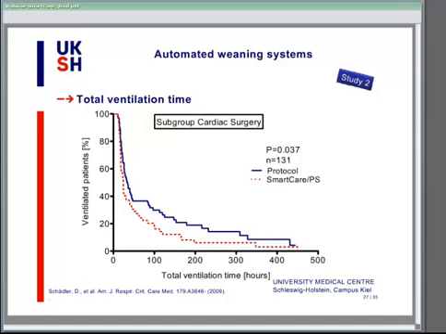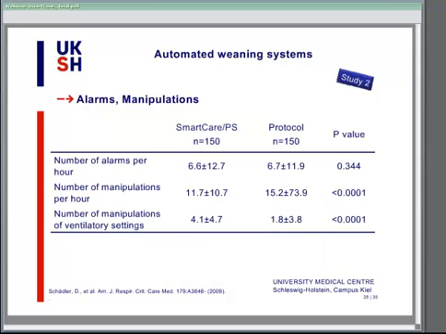But in the subgroup cardiac surgery, for example, we had a significantly shorter total ventilation time in the SmartCare group, so this specific subgroup may profit from an automatic weaning system. Some other figures of our study: we had no differences in alarms per hour, but we had a lower number of manipulations per hour in the SmartCare group, and this was also statistically significant. And we had a higher number of manipulations of the ventilatory settings, and this was mainly the automatic manipulations of the pressure support level by the SmartCare system.